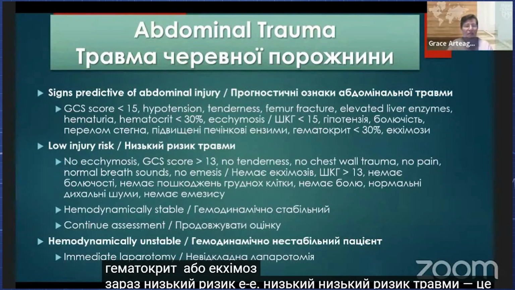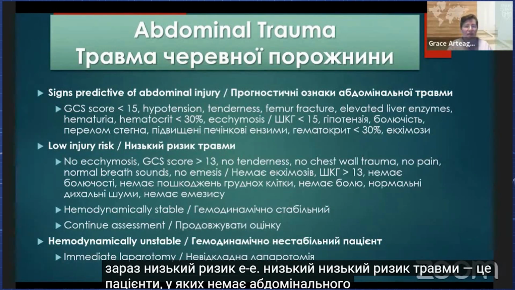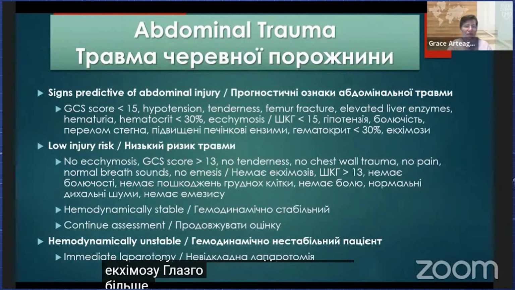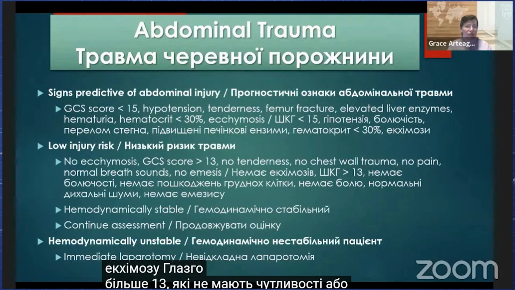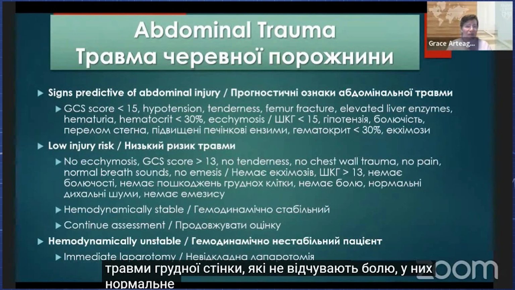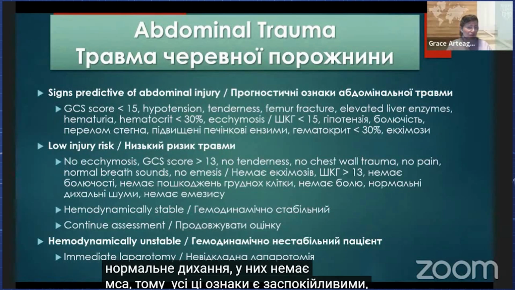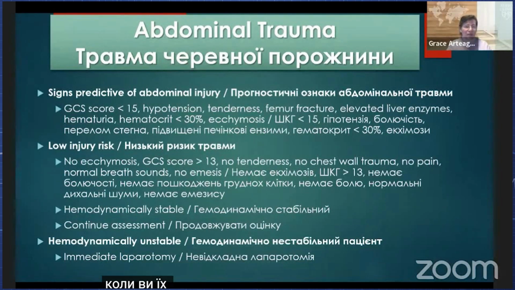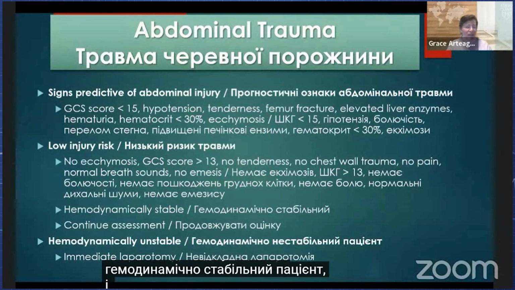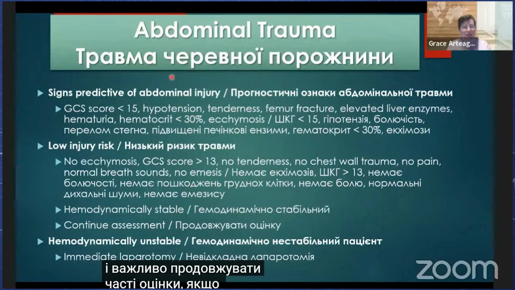Now, low injury risk are patients who don't have any abdominal ecchymosis, whose Glasgow is greater than 13, who don't have tenderness or chest wall trauma, who have no pain, who have normal breath sounds, and who have no masses. So all those are reassuring signs when you examine them, if the patient remains hemodynamically stable, and importantly, you continue with frequent assessment.